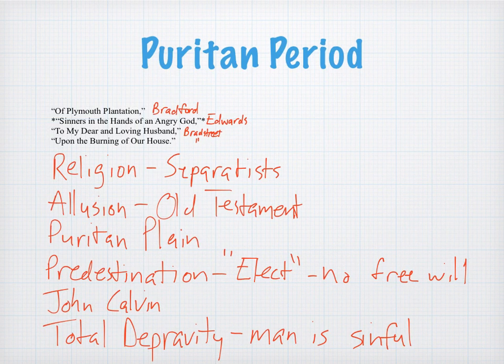A core belief of the Puritans was predestination, so that's written there. Predestination meant that before birth, before conception, God has in mind who is saved and who is not, who is saved and who is damned. Those that are saved are called the elect. And what this belief really kind of renders is that there really is no such thing as free will.